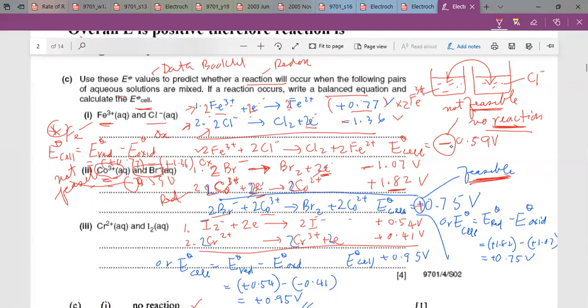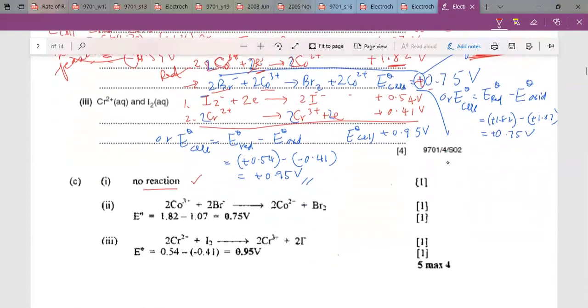They ask you what? Give the E cell and also give the balanced equation. So this is the answer. This one and this one here. Okay. Now this is the working, right? So here you can see the answer, 2 Br minus, 2 cobalt 3 plus, and this one here, okay? And 0.75 volts. 0.75 volts. Fantastic, isn't it?